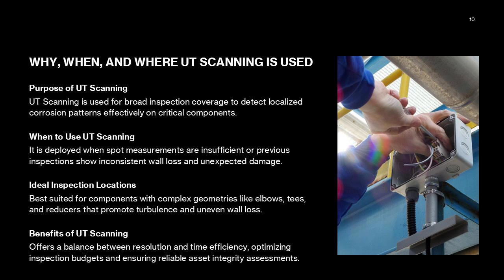or weld-related degradation. UT scanning is especially useful on components with geometries that promote turbulence, such as elbows, Ts, and reducers, where wall loss may not be uniform. It provides a balance between inspection resolution and time efficiency, making it an ideal choice when high-density mapping is unnecessary but improved coverage is essential. Understanding where UT scanning fits within an inspection strategy ensures optimized inspection budgets and more reliable asset integrity evaluations.